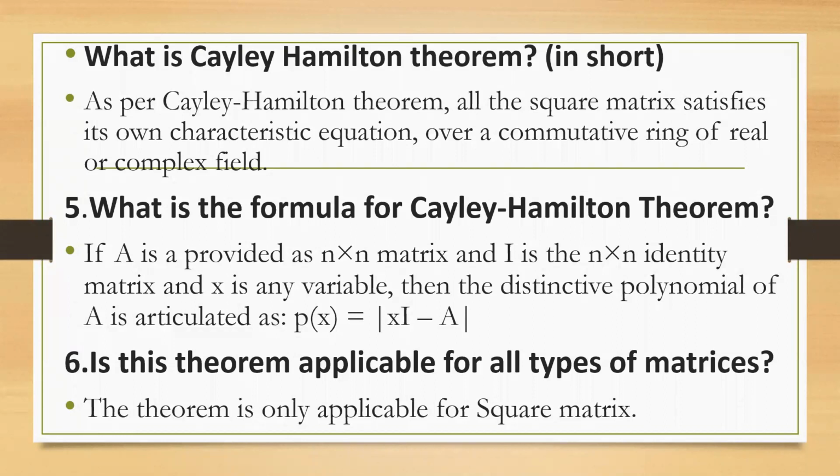So now moving on to the next subtopic, which is the fifth subtopic. What is the formula for the Cayley-Hamilton theorem? If A is provided as an n by n matrix, and I is the n by n identity matrix, and x is any variable, then the characteristic polynomial of A is articulated as P of x is equal to det of x times the identity matrix minus the square matrix A.